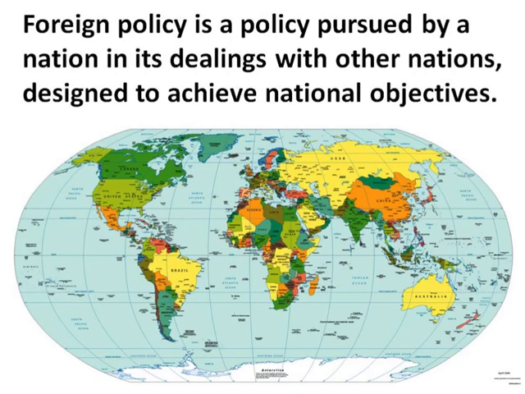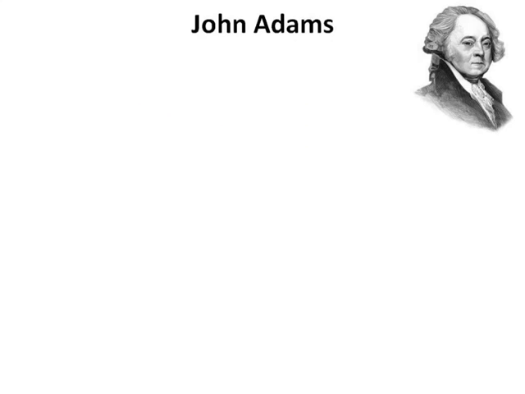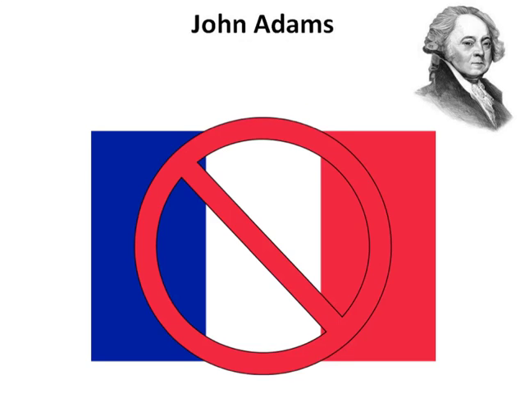So let's review. Foreign policy is a policy pursued by a nation in its dealings with other nations designed to achieve national objectives. The foreign policy of our first president, George Washington, was to keep the United States out of war, and he did this through issuing the Neutrality Proclamation. John Adams' foreign policy was refusing to give France money to sign a treaty, strengthening the United States Navy, and keeping the United States out of war.